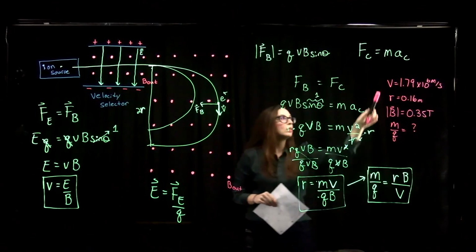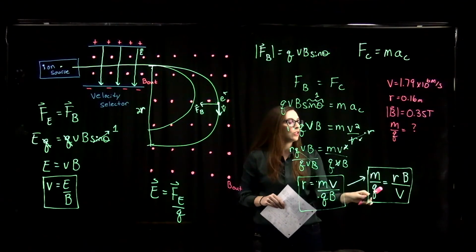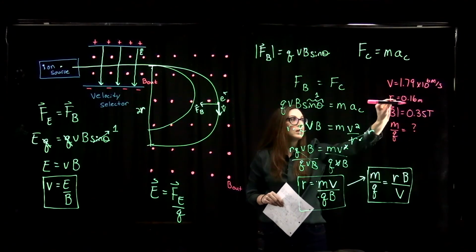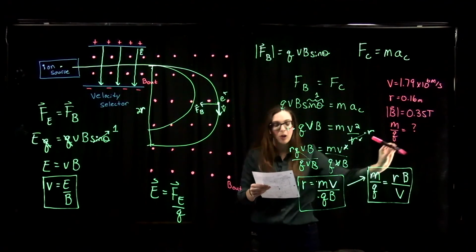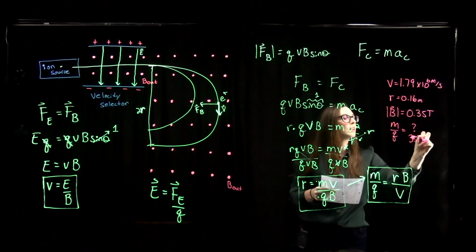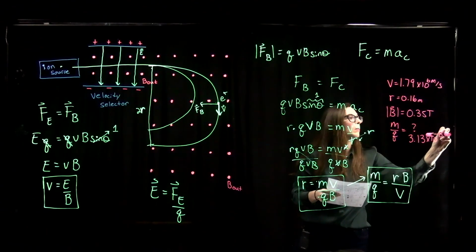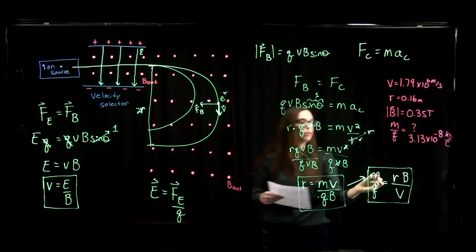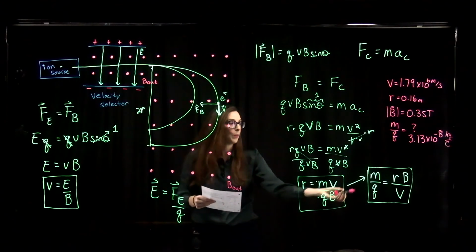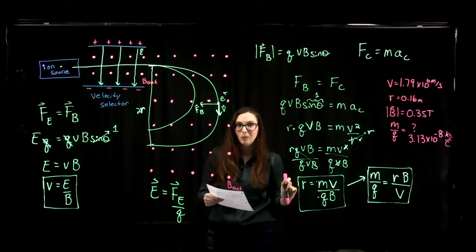You just plug in these numbers, R, V, and B, into our equation for the mass per charge ratio. For these quantities, we get a mass per charge ratio of 3.13 times 10 to the minus 8 kilograms per coulomb. That's our unit of the mass per charge ratio: we've got the mass in kilograms and the charge in coulombs.